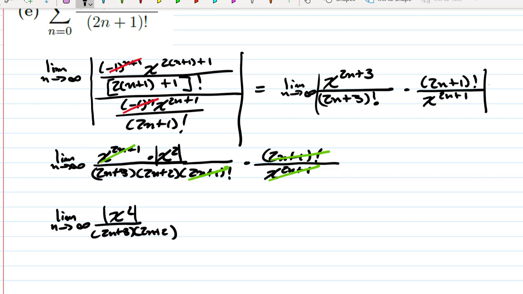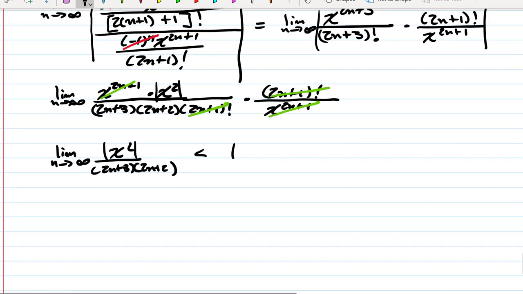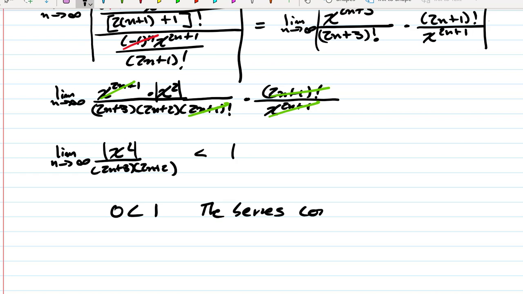So now we need to take this limit. Turns out in this case that we need this to be less than 1. So for any value of x, for any fixed x, the limit as n goes to infinity is going to be a constant divided by infinity, so this is going to be 0, which is less than 1. So the series converges for all x.